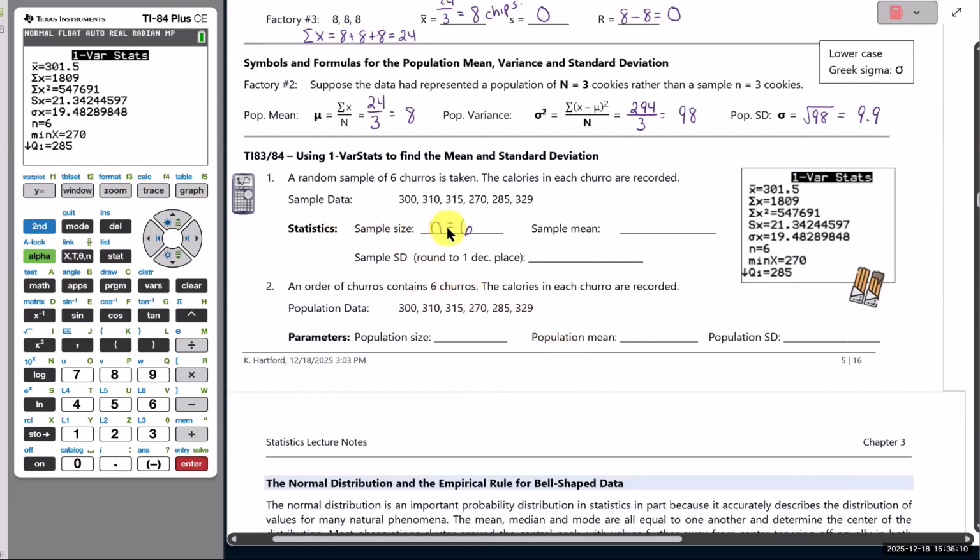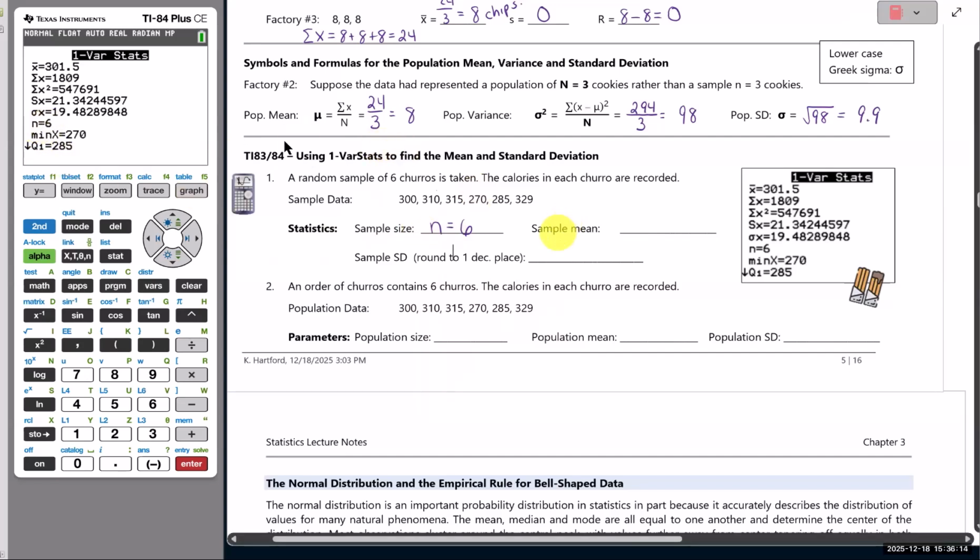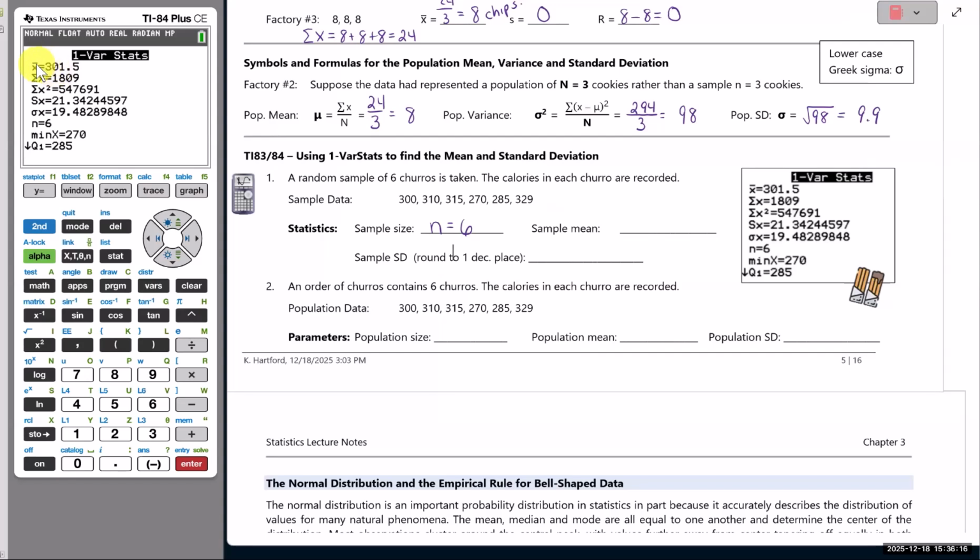So sample size, we got that. The calculator actually does say n is 6. And then let's do sample mean. At the top, you're going to see x bar, and you should get 301.5. Oops, sorry. 301.5 calories is the average of those churros.